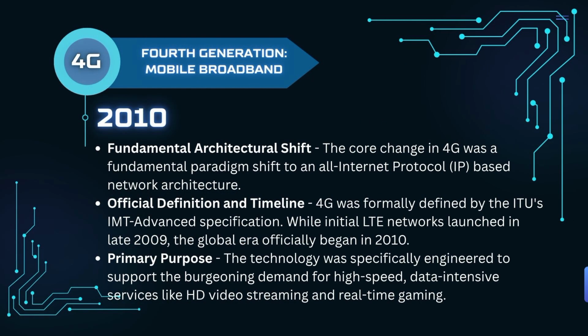The shift to 4G was a fundamental paradigm change, defined by the ITU IMT-Advanced standard. It established an all-Internet Protocol, or IP-based, network architecture. The 4G era started in earnest around 2010, with a wider deployment of LTE, which was especially engineered to support the burgeoning demand for high-speed, data-intensive services such as HD video streaming and real-time gaming.